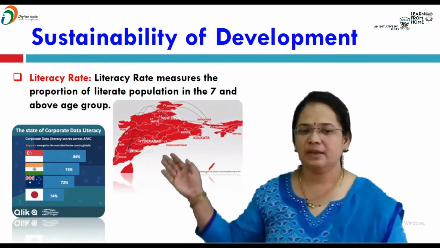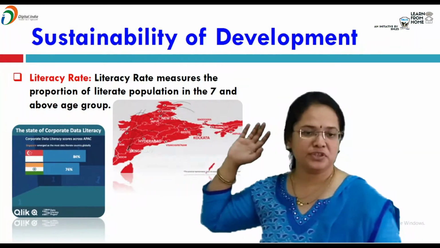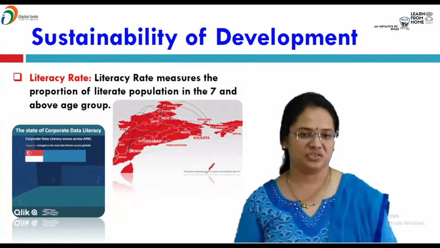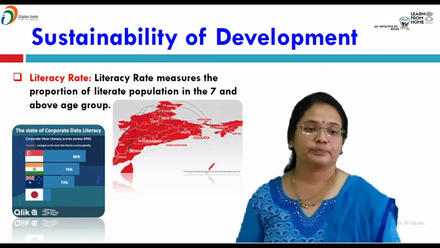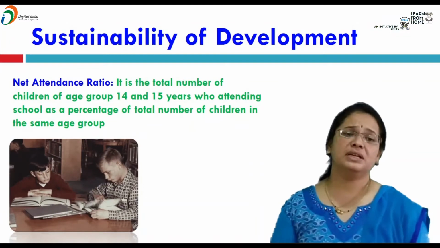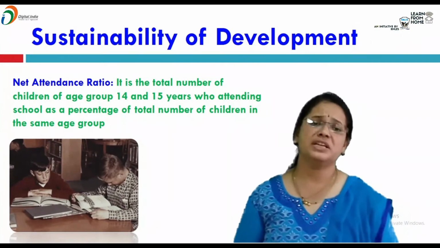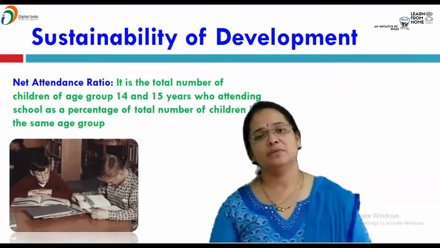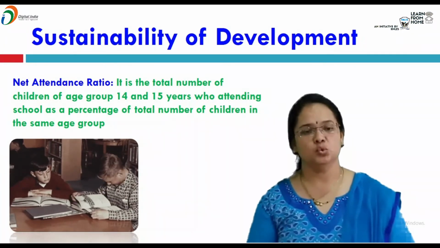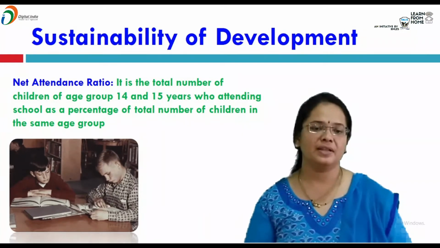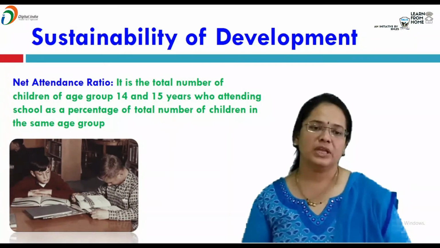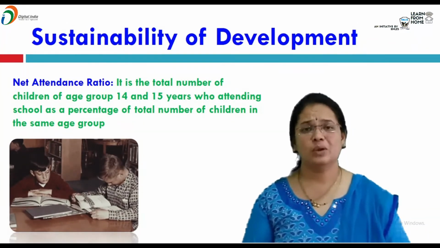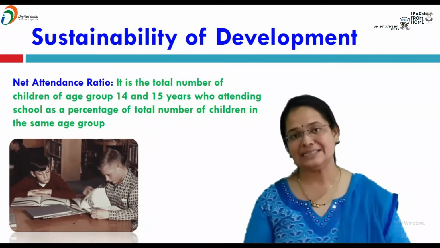Okay, so again in the next picture you are able to see the different states compared in case of literacy. Another term is the net attendance ratio. In case of the net attendance ratio, the total number of children between 14 and 15 years who are attending school regularly and whose attendance is maintained, the percentage of those children is known as the net attendance ratio.